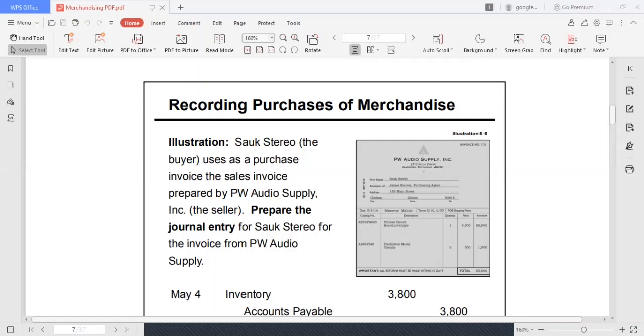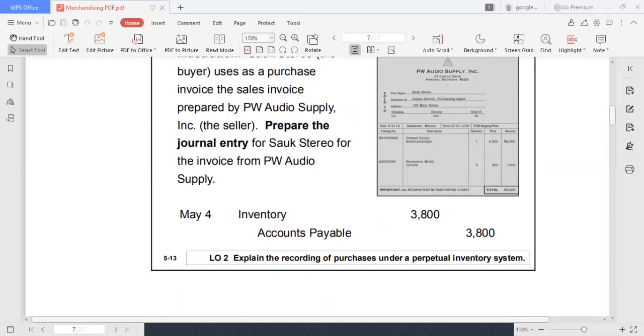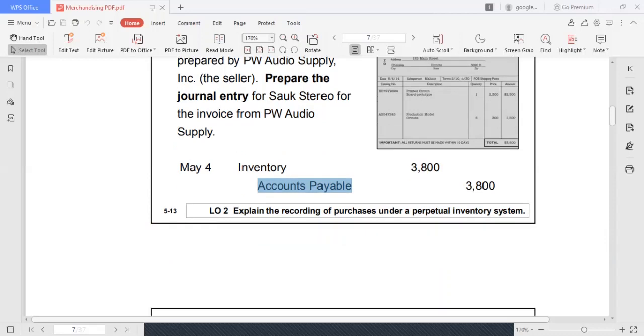So how are you going to record the journal entry to record this purchase of merchandise? Here, there is a total of 3,800. In order to record that, of course, you write your date. The day is May 4. And since we are using the perpetual system, ang gagamitin nating account title ay inventory. Every time merong papasok at merong lalabas na inventory sa atin, if we are using the perpetual system, you will record it in the inventory account. Since it is a purchase on account, what you will be debiting is the inventory account and what you will be crediting is the accounts payable, which is an example of liability, for the entire amount of 3,800.